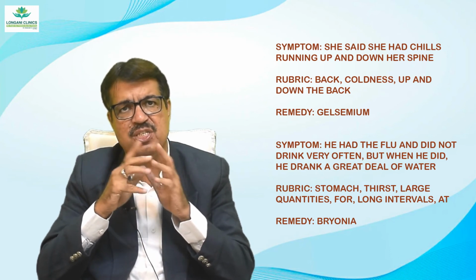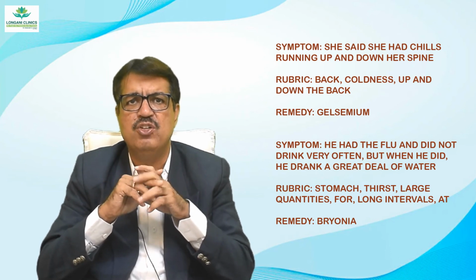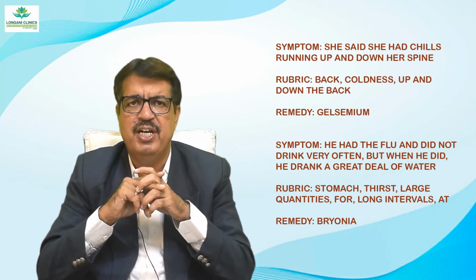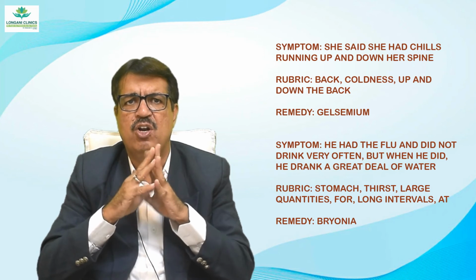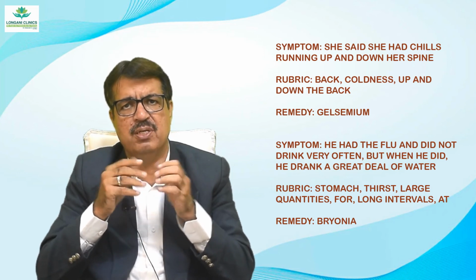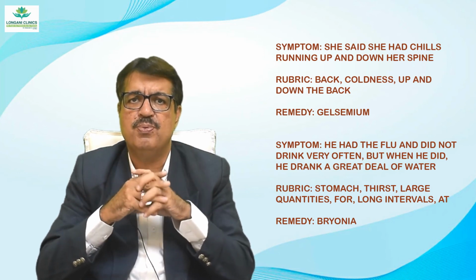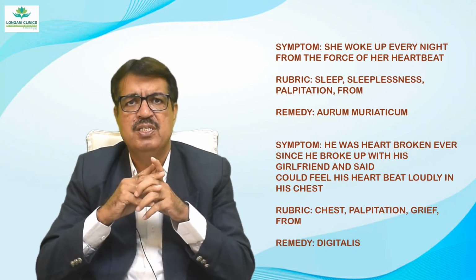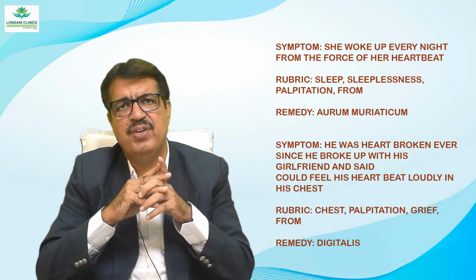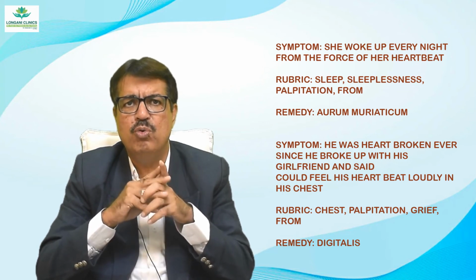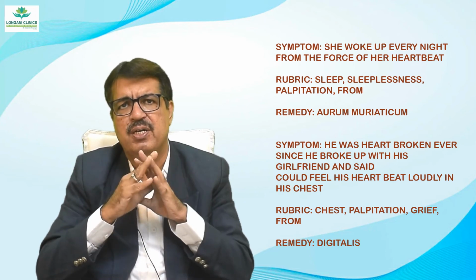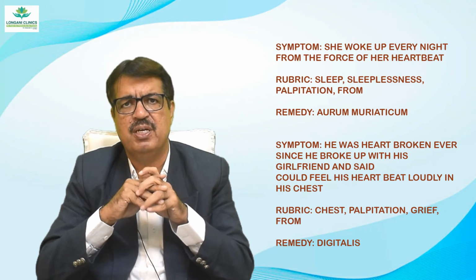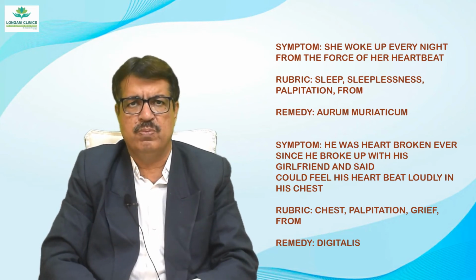The remedy is gelsemium. Symptom: he had the flu and did not drink very often, but when he did, he drank a great deal of water. Rubric: stomach, thirst, large quantities, for long intervals. The remedy is bryonia. Symptom: she woke up every night from the force of the heartbeat. The rubric: sleep, sleeplessness, palpitation from. The remedy is aurum muriaticum.